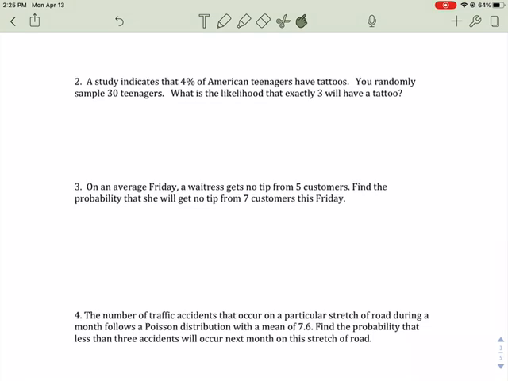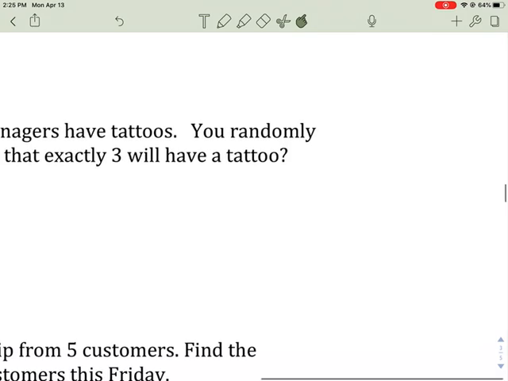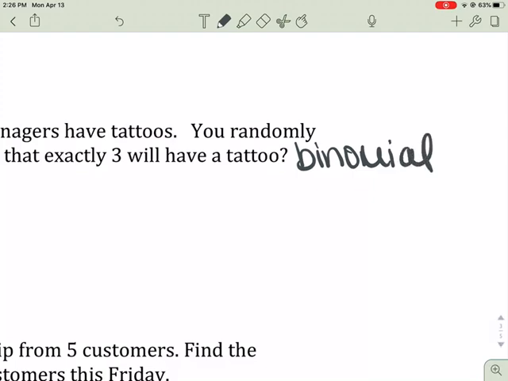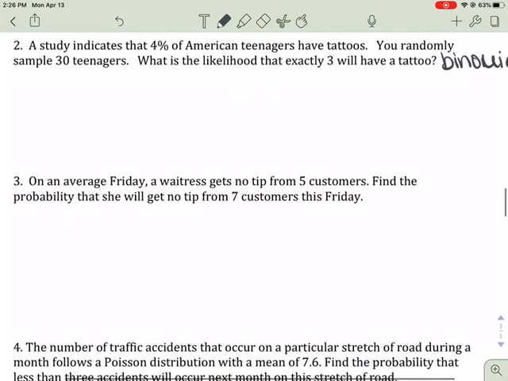A study indicates that 4% of American teenagers have tattoos. You randomly select 30. What is the probability that exactly 3 have tattoos? Again, I want to look at, is there a set number of trials and do I have a success or failure? And the answer is yes. So again, this is going to be a binomial problem. Okay. All right, let's take a look at number 3.